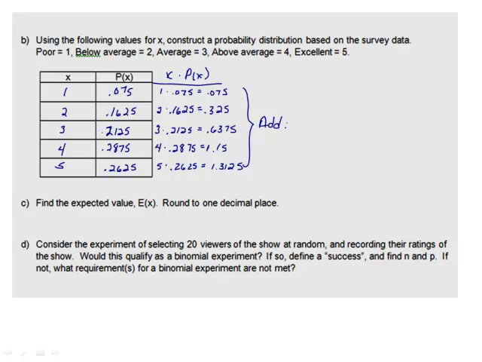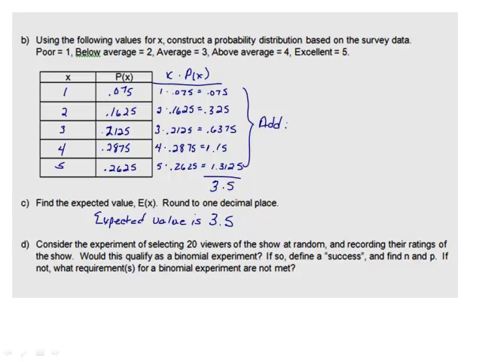And if we add all these values together, we get 3.5. That means our expected value is 3.5. Notice we don't have to divide it by anything for this.